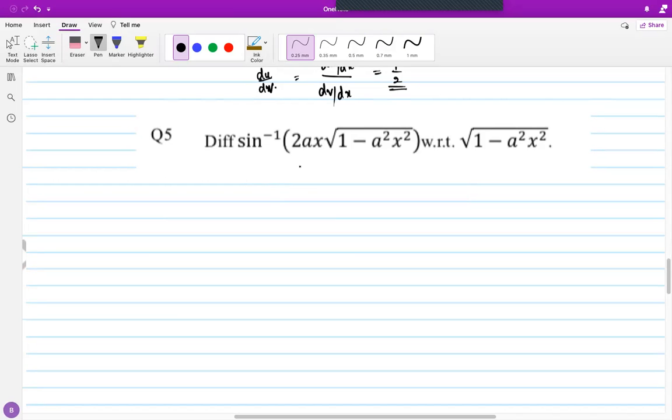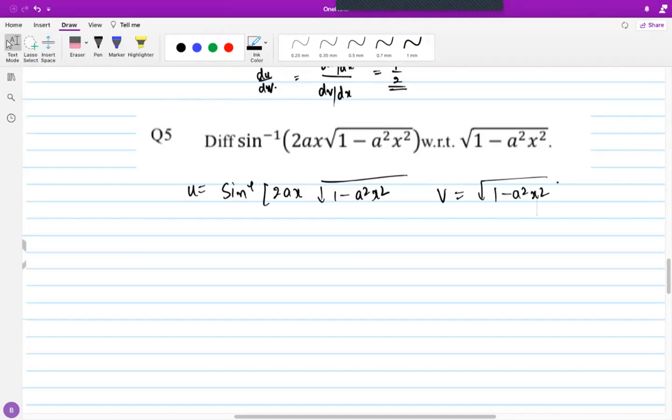So differentiate, this is also a parametric equation. Take u equal to sine inverse of 2ax square root of 1 minus a square minus x square, and v equal to square root of 1 minus a square minus x square. How do we do this question? So you can write x equal to ax. I think we can solve it this way.